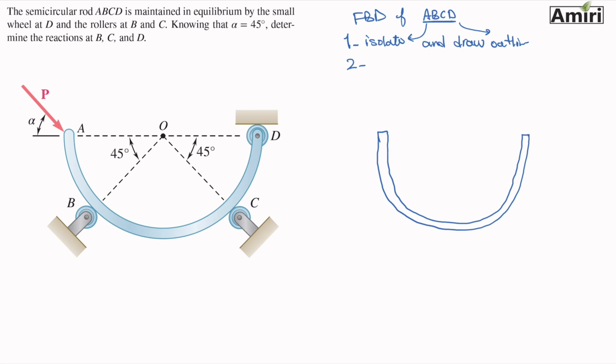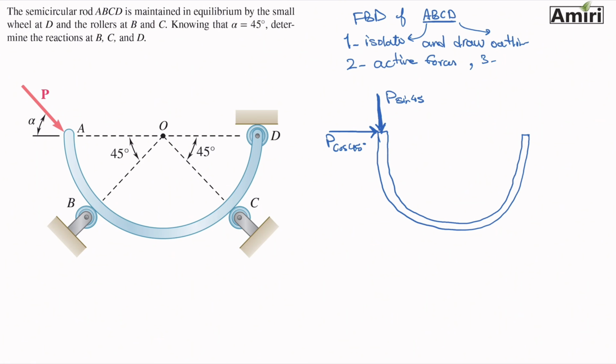Step 2 is to put active forces or moments on there. When I look at this, the only active force I see is that P. I can just draw it as is, but I have the angle. Let me just draw it like this. P cosine 45. P sine 45.